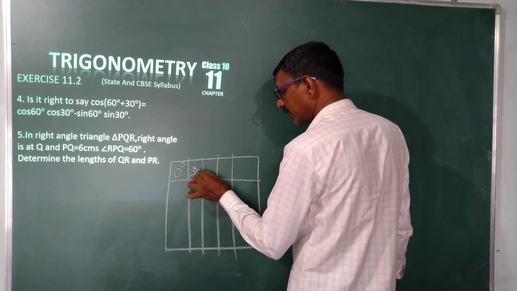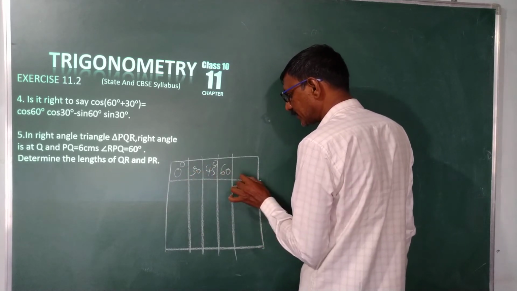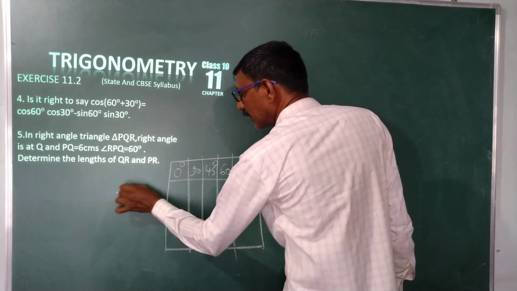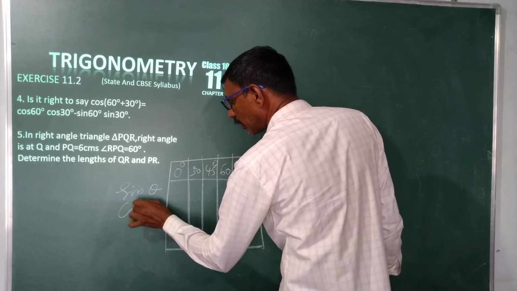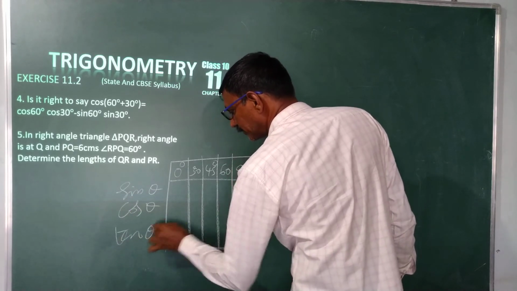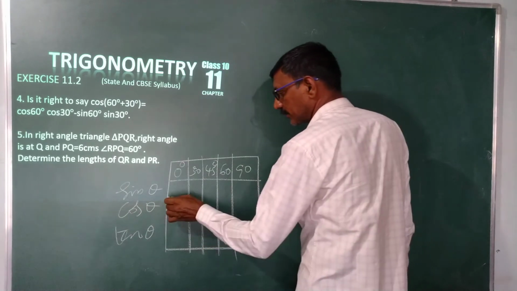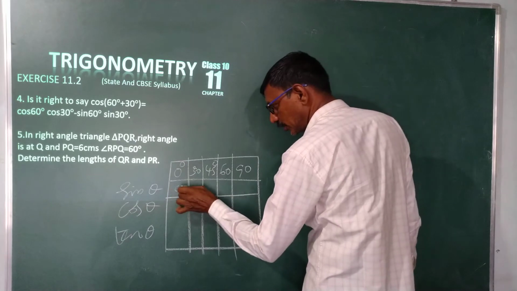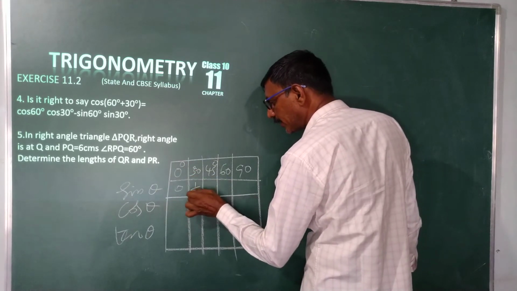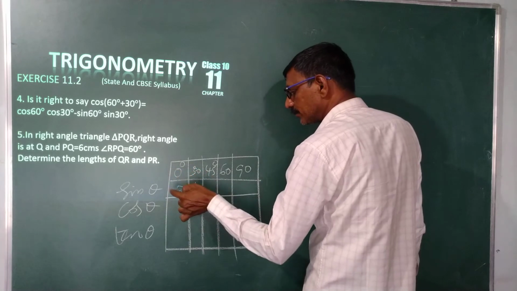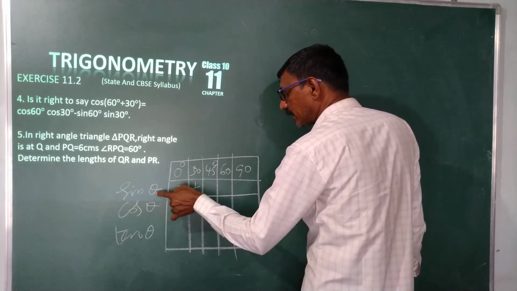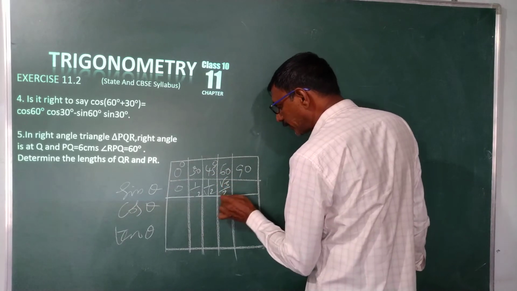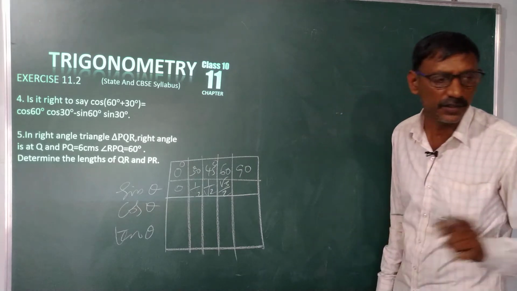Zero degrees, 30 degrees, 45 degrees, 60 degrees and 90 degrees. Clear? Sin of theta, cos of theta and then tan of theta. Now see this one. Sin 0 degrees value is 0. Sin 30 degrees value is 1 by 2. Sin 45 degrees value is 1 by root 2. Sin of 60 degrees is root 3 by 2. Sin of 90 degrees value is 1.